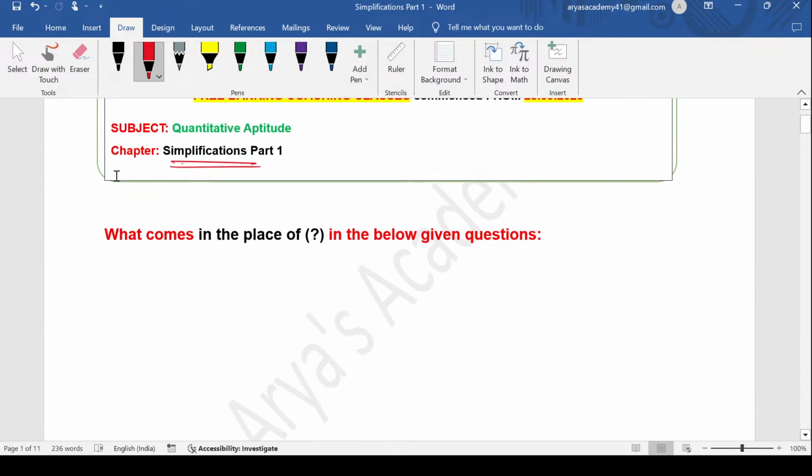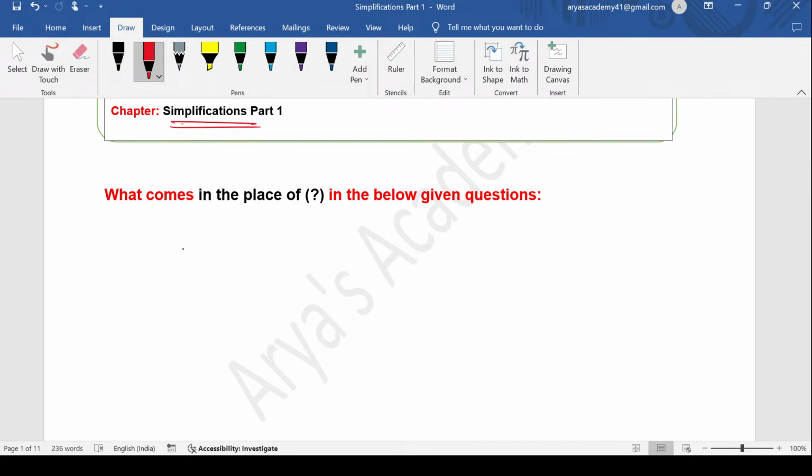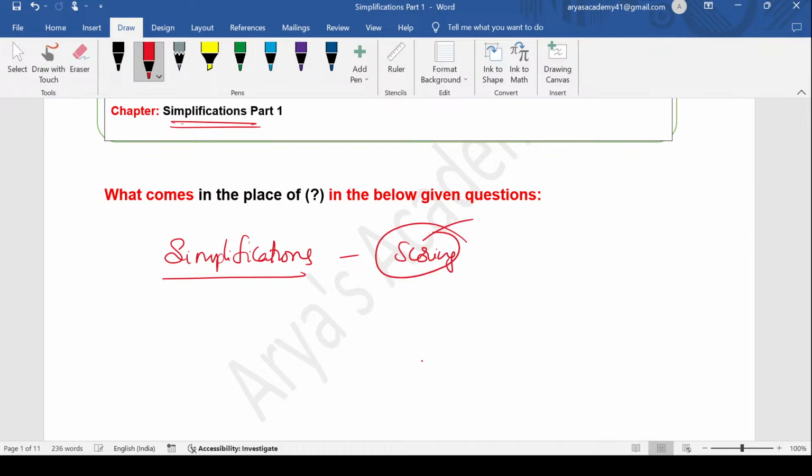So, talking about the importance of this chapter, simplifications is actually a scoring part. It gives you some additional marks if you prepare well. Coming to banking exams in prelims, in SSC you might have probably 1 to 2 questions only, but in banking you will have 5 questions in prelims. At times it may be 10 questions as well. Rarely, but usually there will definitely be 5 questions in prelims.